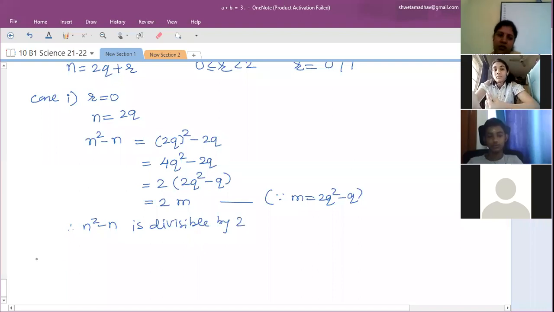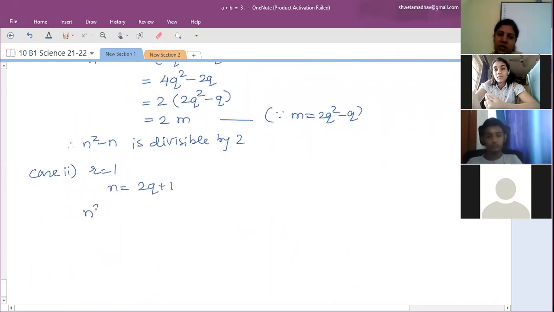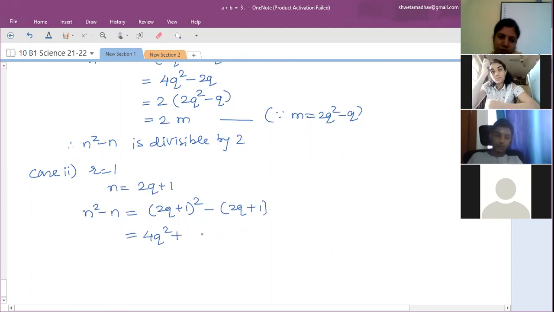That was the first case. Now there are 2 cases, so both the cases we have to see. When r is 1, so what is n? 2q plus 1. Then n square minus n. So n square is 2q plus 1 the whole square minus 2q plus 1. So this is equal to 4q square plus 4q plus 1 minus, opening the bracket, 2q minus 1. So plus 1 minus 1 becomes 0. So you are left with 4q square plus 2q.